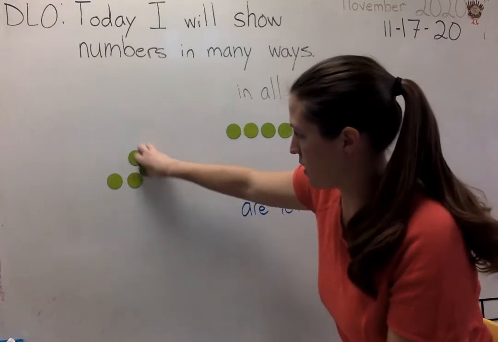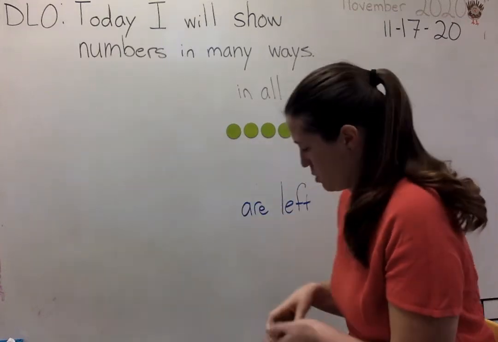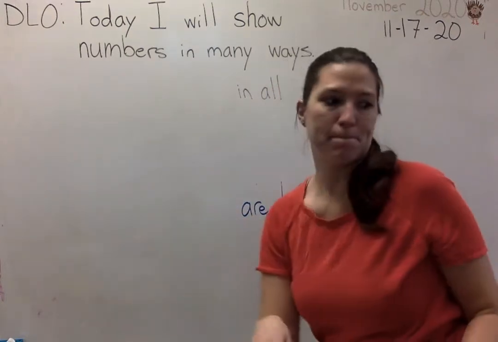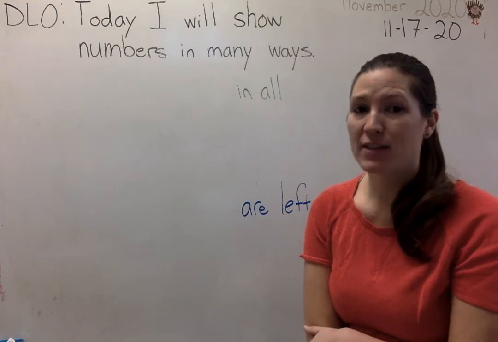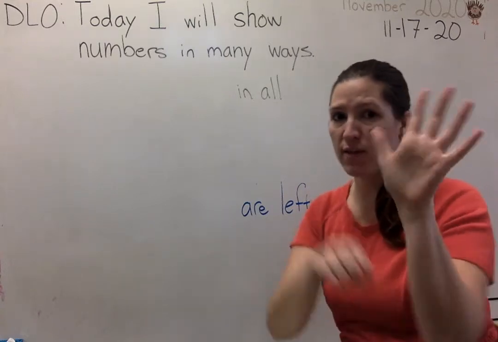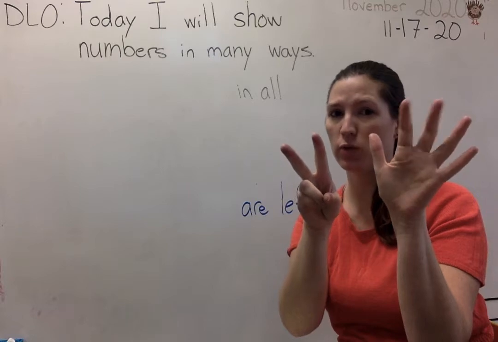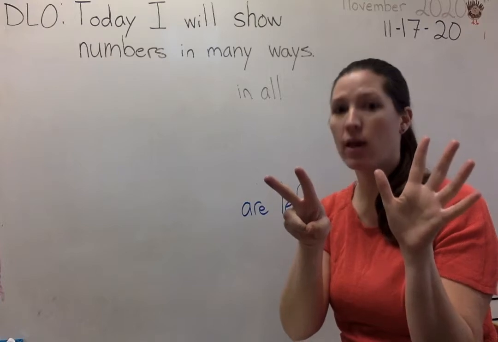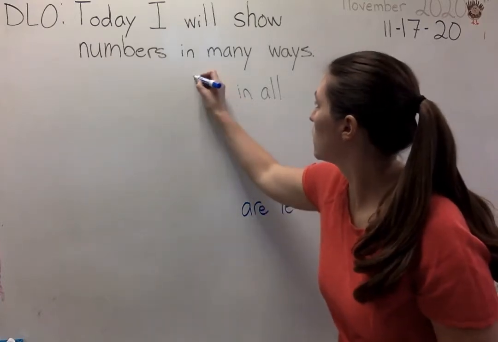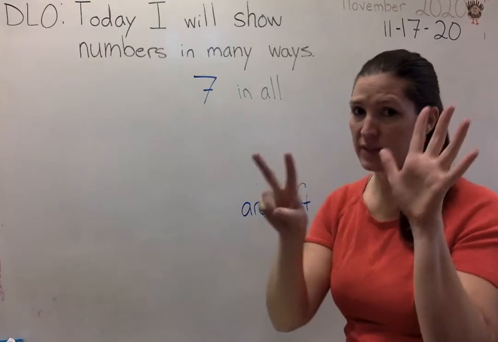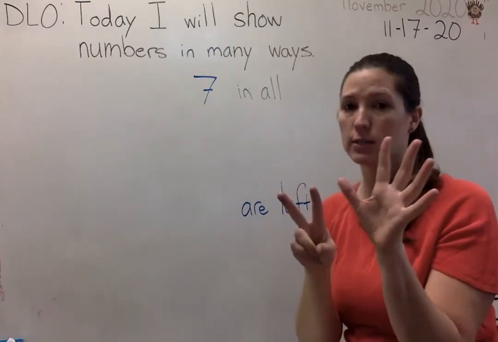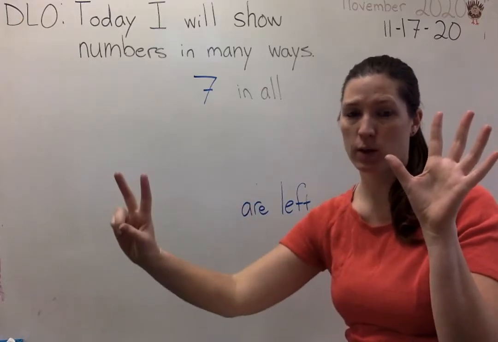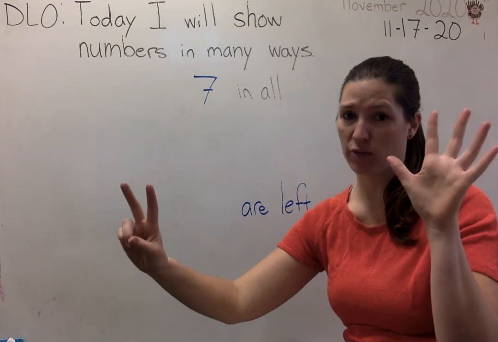This time I'm going to use my fingers. Okay. I have 7 cookies. 1, 2, 3, 4, 5, 6, 7. How many cookies do I have? 7. So I have 7 in all. The dog came and ate 2 of them. How many cookies are left?